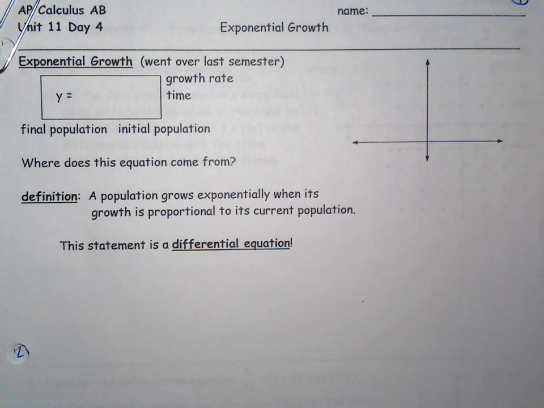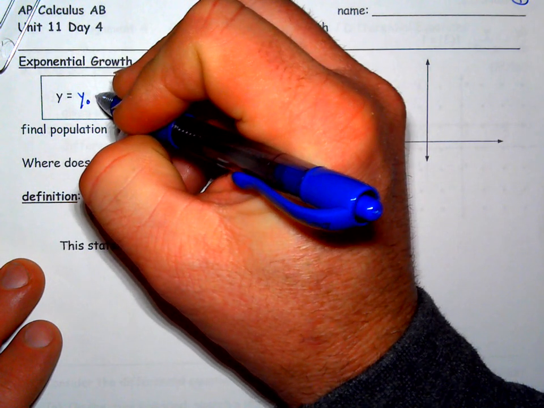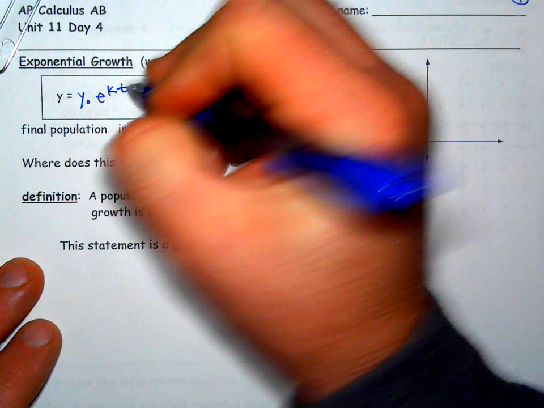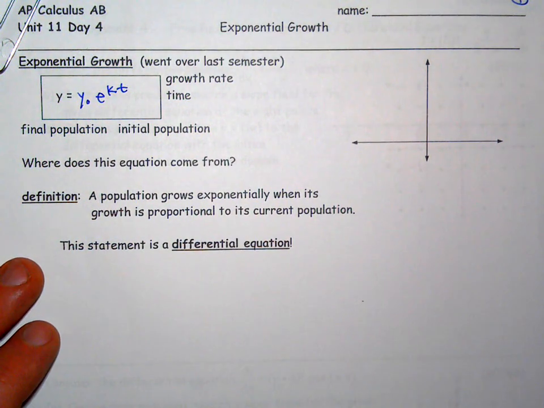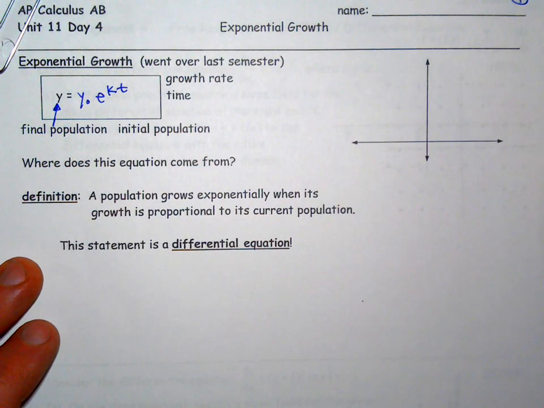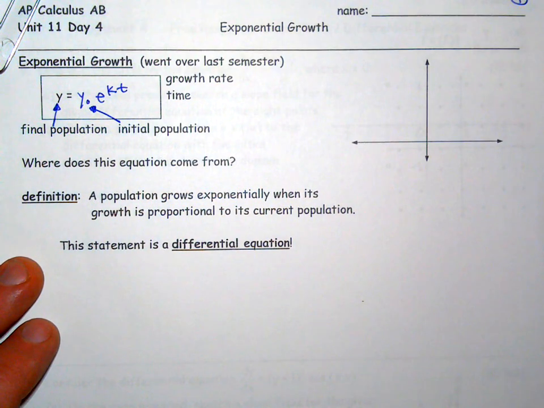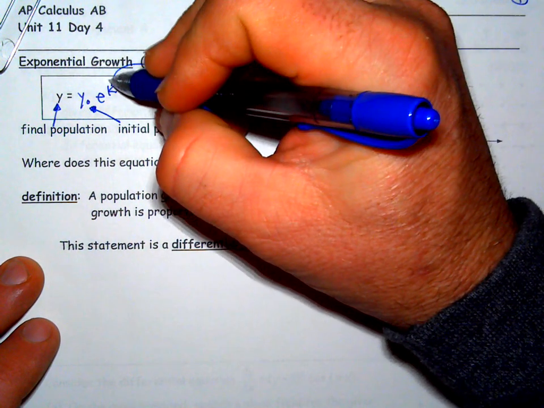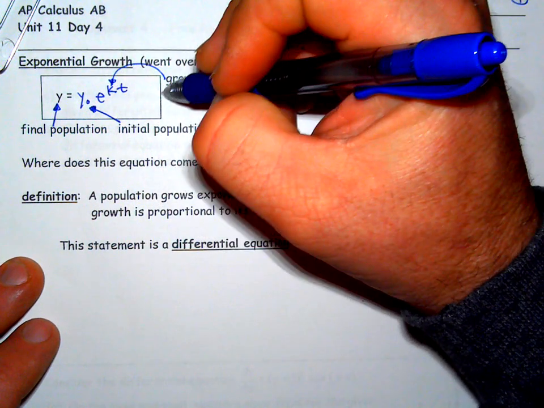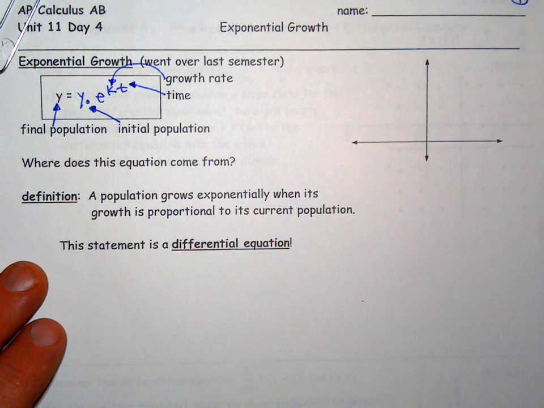understand. So, all right. So, exponential growth, y equals y naught e to the kt is that general equation that you guys have studied. This is the final amount or population. This is the initial amount or population. This is the growth rate, k, and this is the time that has passed since the initial population. So you guys should be familiar with that.